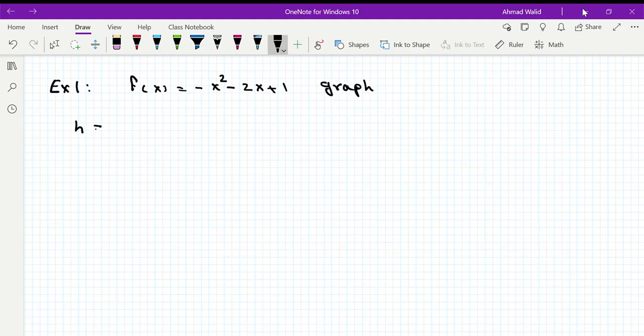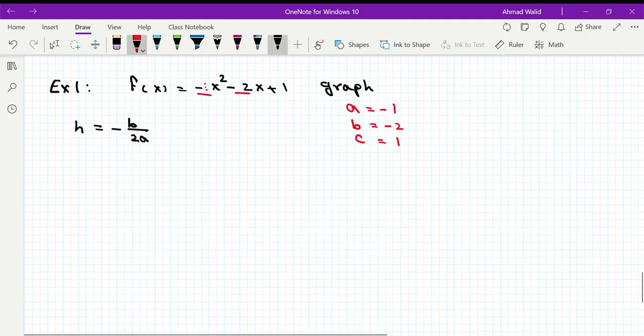h equals negative b over 2a. Let's make a list. How much is a? My a is equal to negative 1. How much is b? b is negative 2 here. How much is c? Your c is 1. Your a is actually negative 1 here. You see? Now plug in those numbers here.